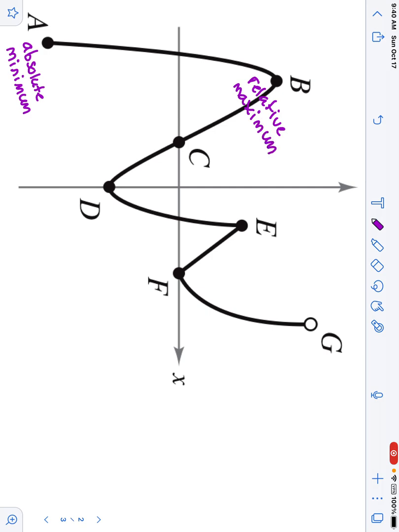The point C, that is not a turning point. The slope is not changing from positive to negative or negative to positive, nor is that the highest or lowest point on the function. So this is neither, it's not extrema.